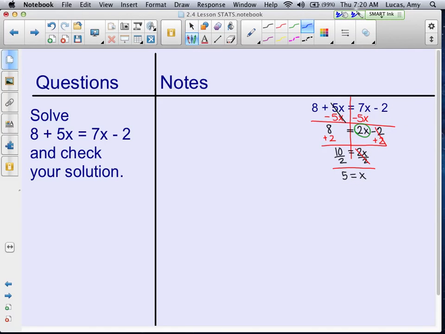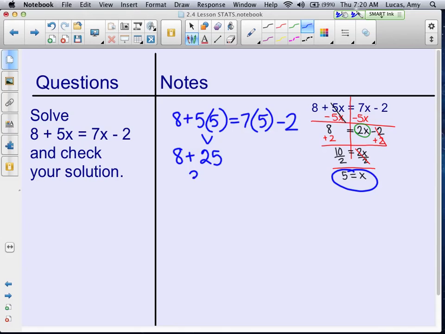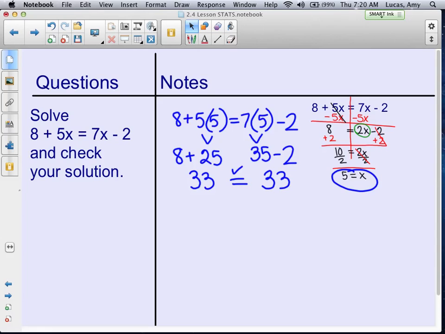When I plug in my solution, x equals 5, I am going to have to put it in both spots where we see the x in our original equation, and I'm checking to make sure that my equation is balanced. My solution should be the same on both sides. I would multiply first, and then add. Multiply first, and then subtract. My solution checks. So x equals 5.